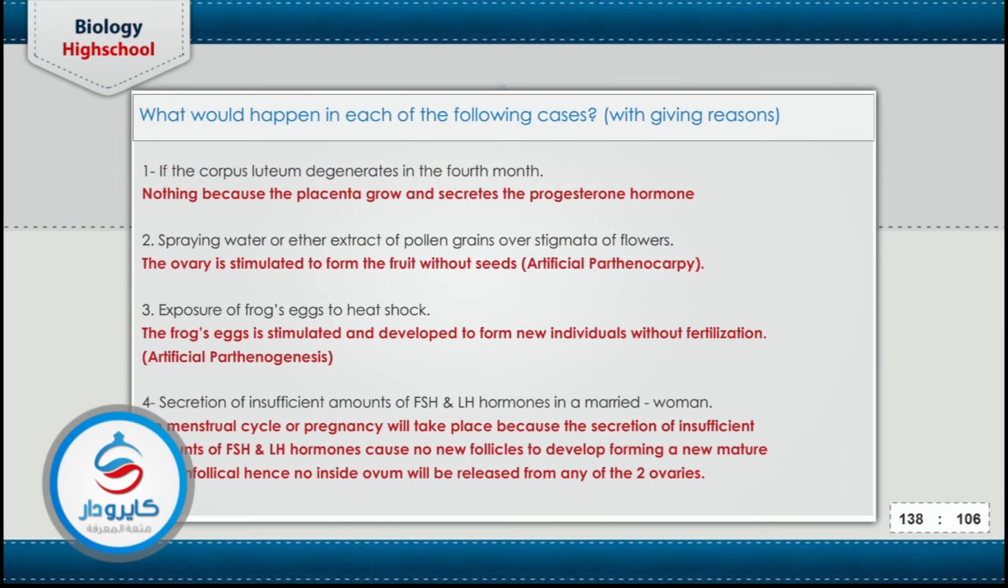So that means the menstruation will stop due to the absence of FSH hormone or the absence of any ova. The absence of FSH hormone means the absence of graafian follicle, meaning no secretion of estrogen or estradiol hormone. And the absence of LH hormone, or decreasing the sufficient amount of LH hormone, means the corpus luteum does not form, and that means there is no estrogen and progesterone hormone in the blood. The next question.